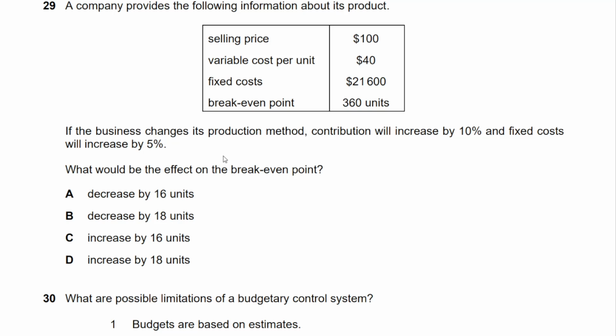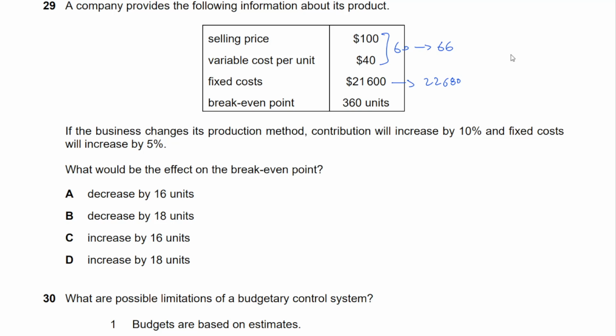If the business changes its production method, contribution will increase by 10%. So contribution right now is 60, but it goes up by 10%, that's going to be 66. Fixed cost will increase by 5%. 21,600 times 105%, that's 22,680.